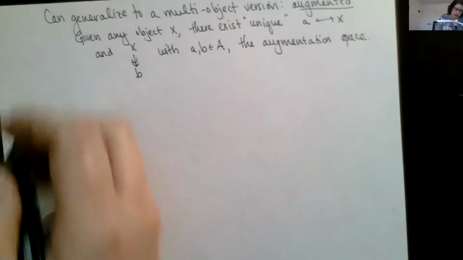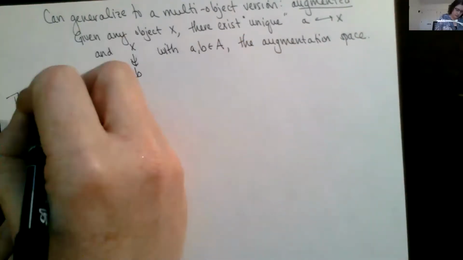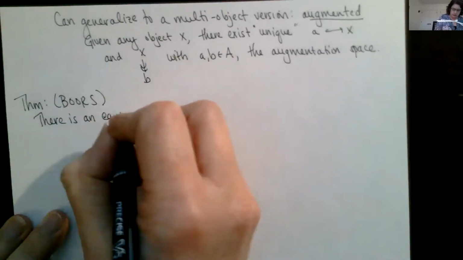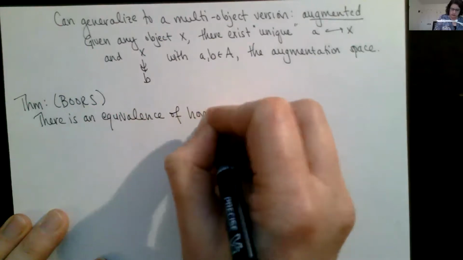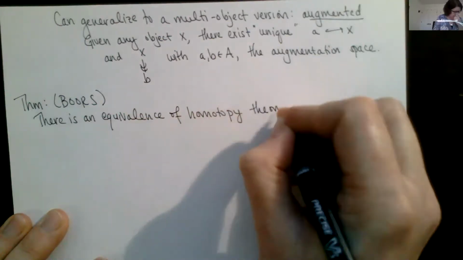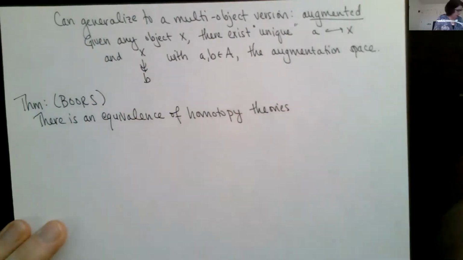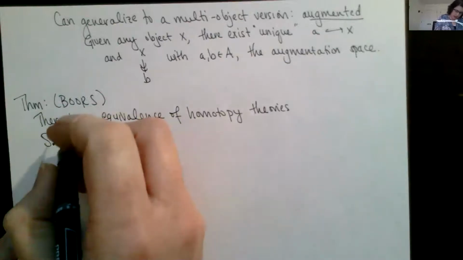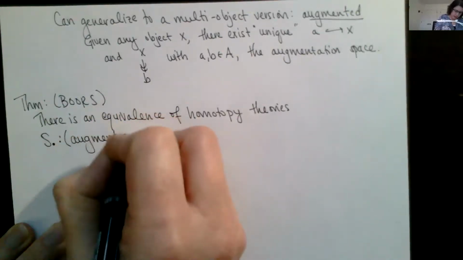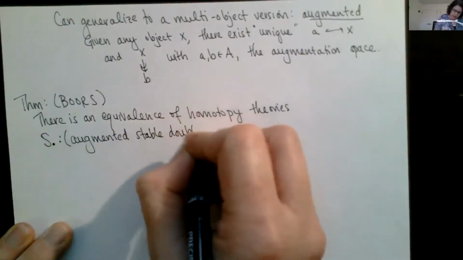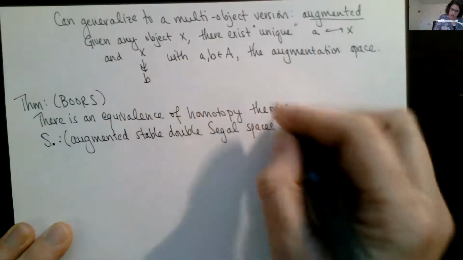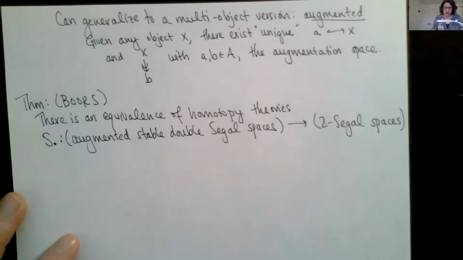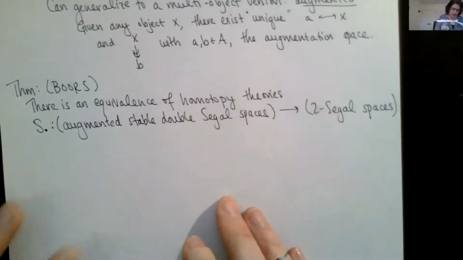Okay, and so then our main theorem is that there is an equivalence of homotopy theories. This in fact takes the form of an equivalence of model categories, but I don't want to go into the details of the model structures today. And the left adjoint is given by S dot. So this goes from augmented stable double Segal spaces to two Segal spaces. Okay, but then you might say, well, yeah, okay, but what about the functor going in the other direction?